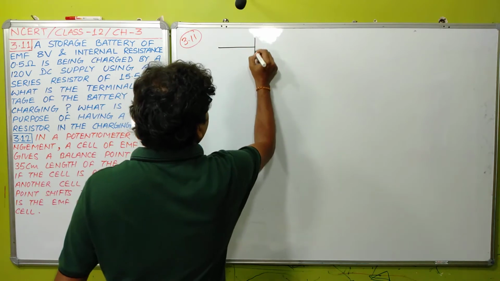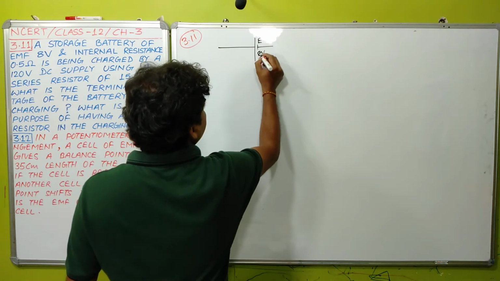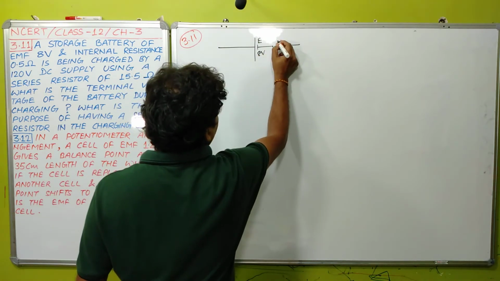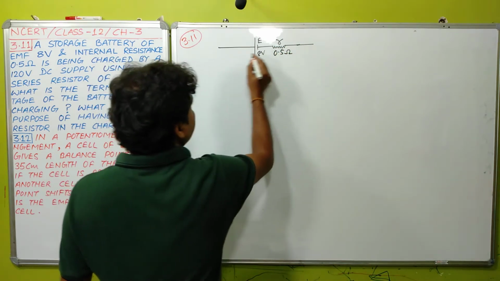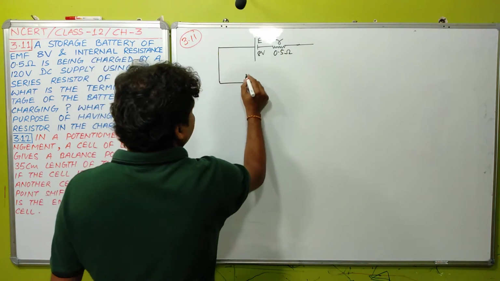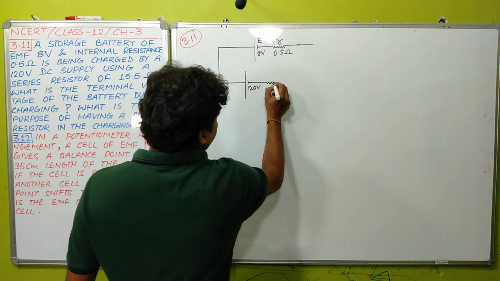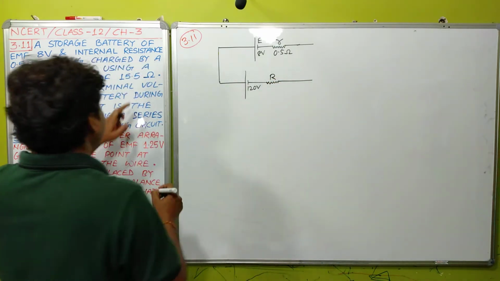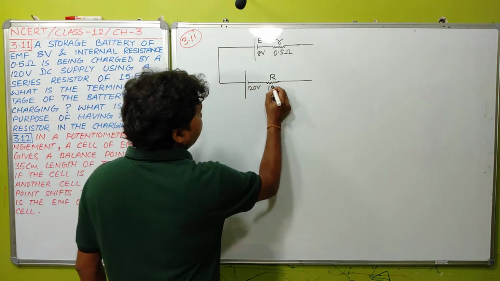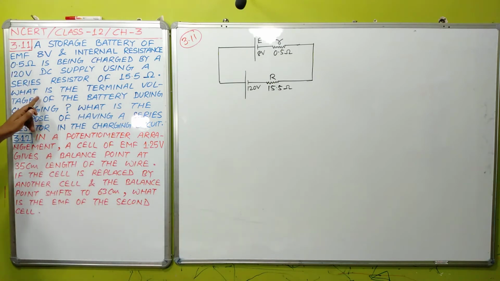Students, we have a battery having EMF E of 8 volt and internal resistance, normally represented by a small r, having value 0.5 ohm, and this battery is being charged by a DC supply of 120 volt, which is in turn connected with a resistor having resistance capital R, whose value is also given, 15.5 ohm, in series like this. Okay, this is the situation, student. Now the question is asking what is the terminal voltage of the battery during charging.